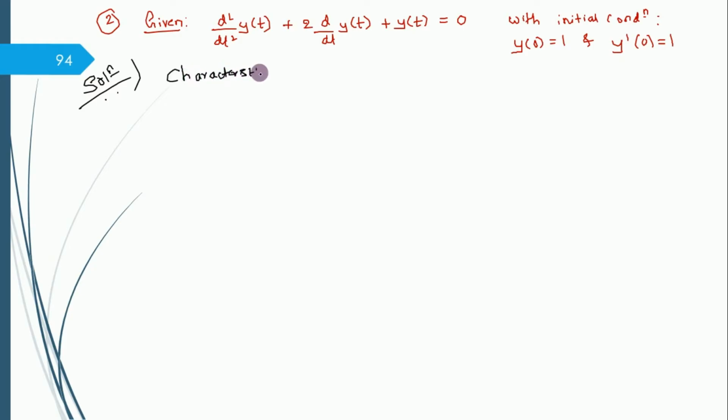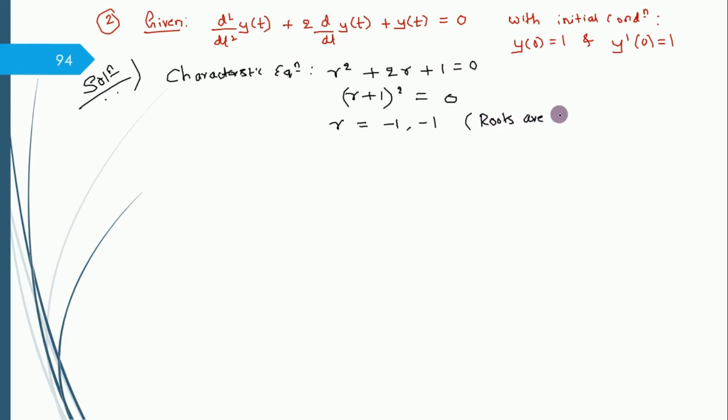For writing the characteristic equation, replace d by dt with r. r square plus 2r plus 1 is equal to 0. So this gives me r plus 1 whole square, it's as simple as that, which is equal to 0. Hence, r is equal to minus 1 comma minus 1. Both roots are the same. So the roots are real and same.